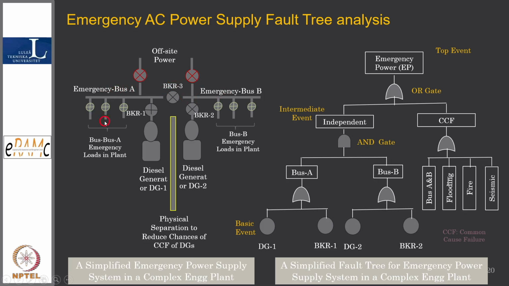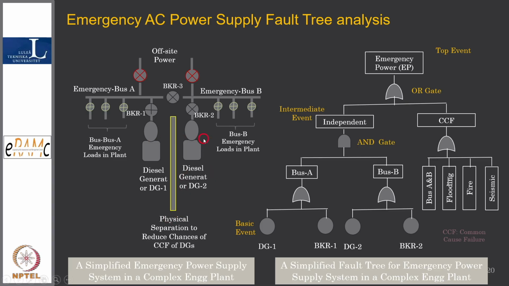Okay. So long-term safety can be assured, and these are the loads on bus A, these are loads on bus B, and then physical separation. This is a classical example of common cause failure. If any fire is there on this diesel generator, it should not affect this diesel generator. So there is a wall between these two, and that's how common cause failure finds a central place even during the design, operation and maintenance of the plant.